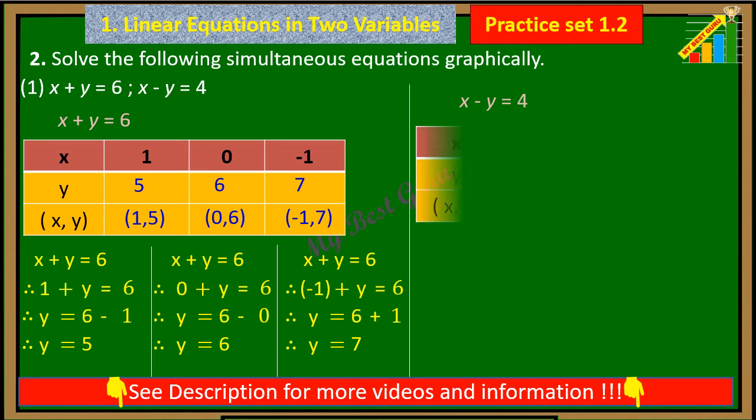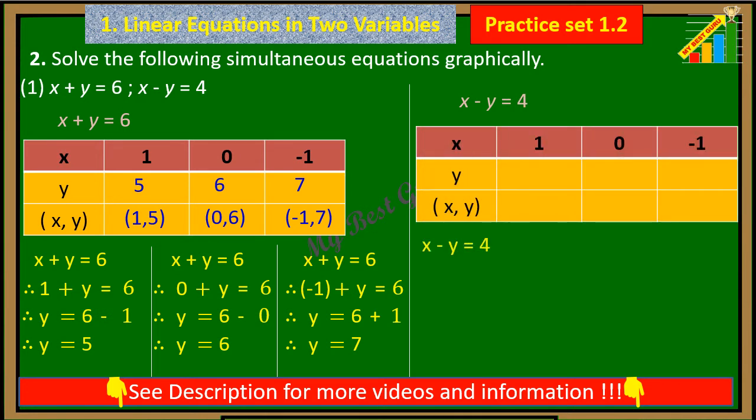Now we will go for the second equation. Your second equation is x minus y is equal to 4. The table is given and we just have to put the values of x as 1, 0 and -1 and find out the values for y. So x minus y is equal to 4. Put the value of x as 1. 1 minus y is equal to 4. So y is equal to 1 minus 4. So you will get y is equal to -3. So the coordinates are 1, -3.